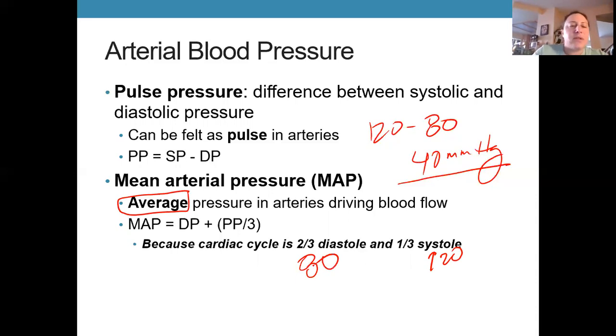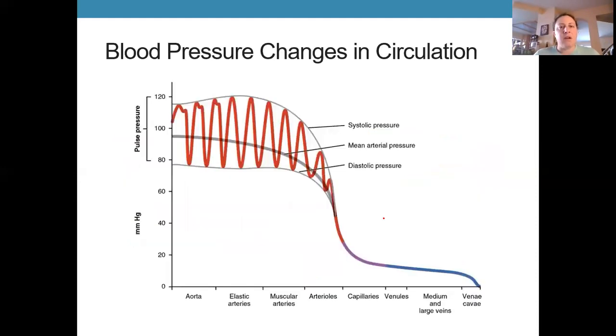So there's a couple of different ways we can represent that mathematically. You guys don't need to know that. I'm just showing you how we calculate it. Because usually when we think about averages, we just add up the numbers and divide by the total number, but we can't do that because the period of time that we're in each pressure is different. So this is usually somewhere in the 90 to 100 range. It does depend because these pressures do change.